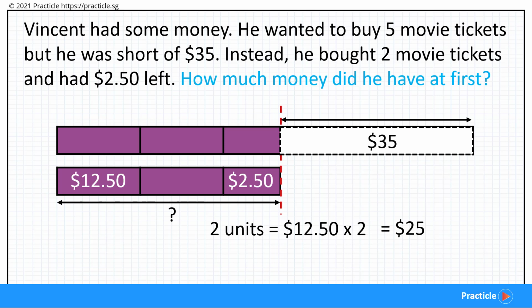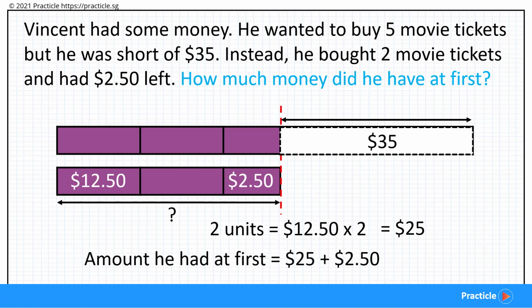We're just 1 step away from our answer. Do you know what's the next thing that we should do? If you say add $2.50 to $25, great job. When we work this out, we are going to get an answer of $27.50. And congrats! We have solved this decimal word problem. Now we know that Vincent had $27.50 at first. That wasn't too hard, right?